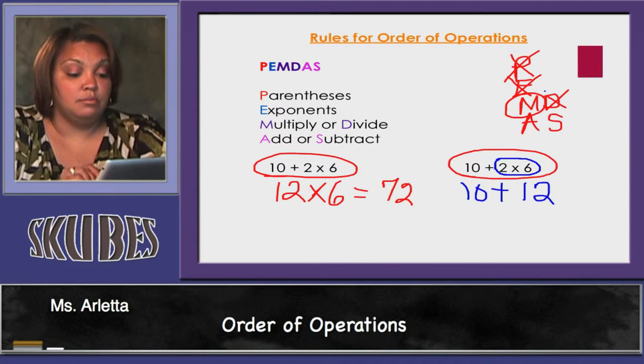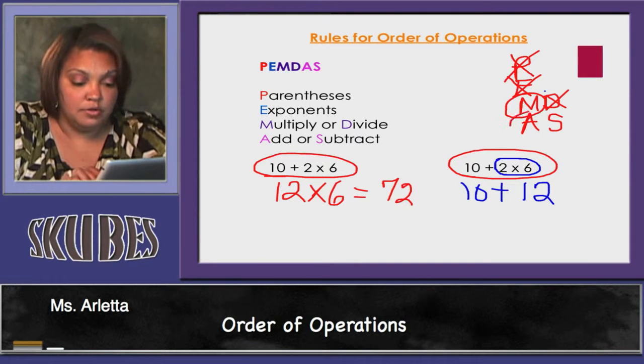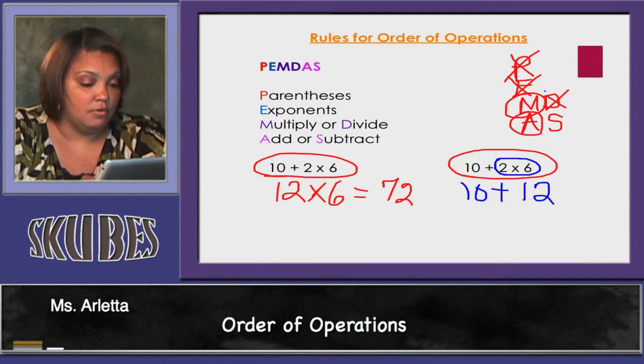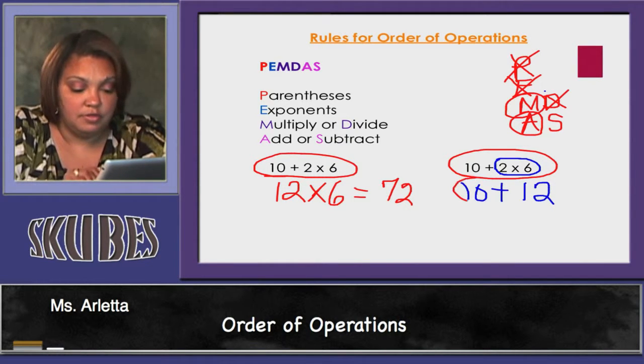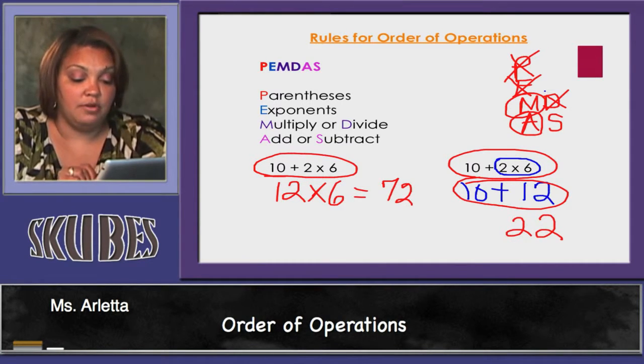Do I see an addition symbol? Yes, I do. But now I'm no longer looking at my original problem. I'm looking at the second row. I'm going to circle my A for addition. And now that this is a plus symbol there to represent addition, all I need to do is add 10 plus 12. This 10 plus 12 gives me 22. And that's my final answer.